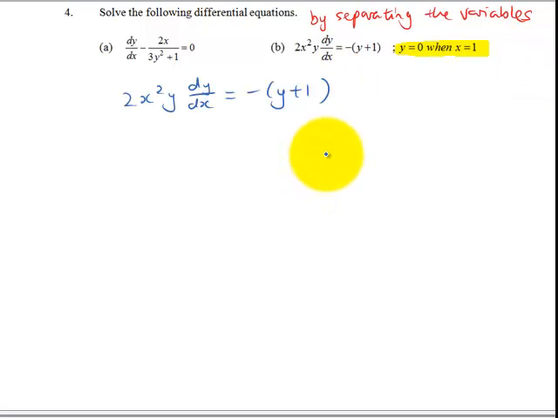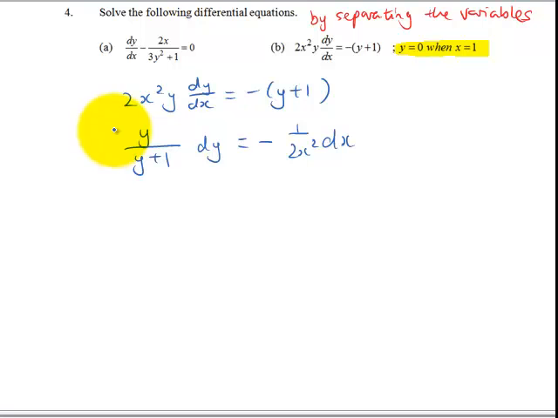So to separate the variables, let me take all the y's and put them on the left. So there's a y here, there's a y here, and there's a y here. Let me put them all on the left. So keep this y here, bring this y over, and I have dy. And then I'm going to put all the x on the right hand side. So I see dx, multiply up. This negative is still here. And I have a 2x squared, which I'm going to divide over.